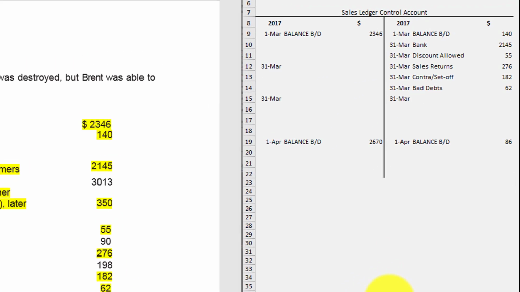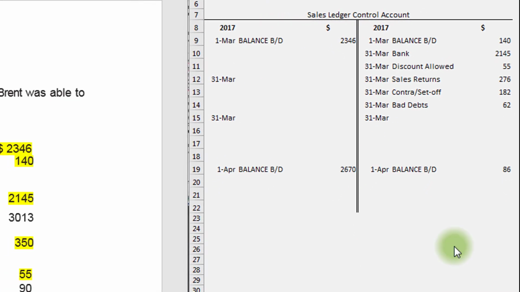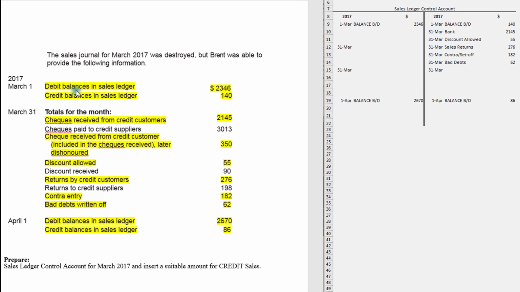I've taken the liberty of preparing most of the sales ledger control account. Let's go through it. Debit balance in the sales ledger on March 1st, and also credit balance in the sales ledger on the same date. The debit balance was placed on the debit side, the credit balance on the credit side. So once you're given opening balances, whatever side you're told to put them on, you would always place them on those sides.